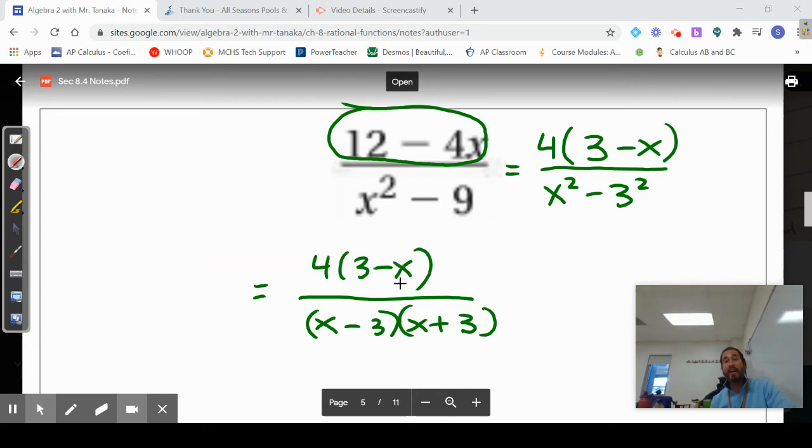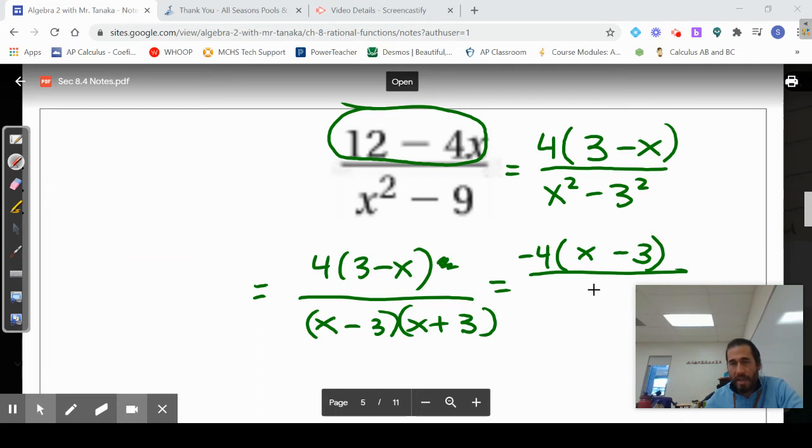Now, red flag, red flag, red flag. That says x minus 3. That says 3 minus x. Are they the same exact thing? No, they're not the same exact thing. The signs are opposite. So guess what? I can actually kind of fix that. On the top, I'm going to bring a negative out of both of those guys. So I'm going to factor out a negative. And if I factor out a negative, it's going to turn that 3 to a negative 3. It's going to turn that x to a positive x. And I just changed the order that I wrote it in.